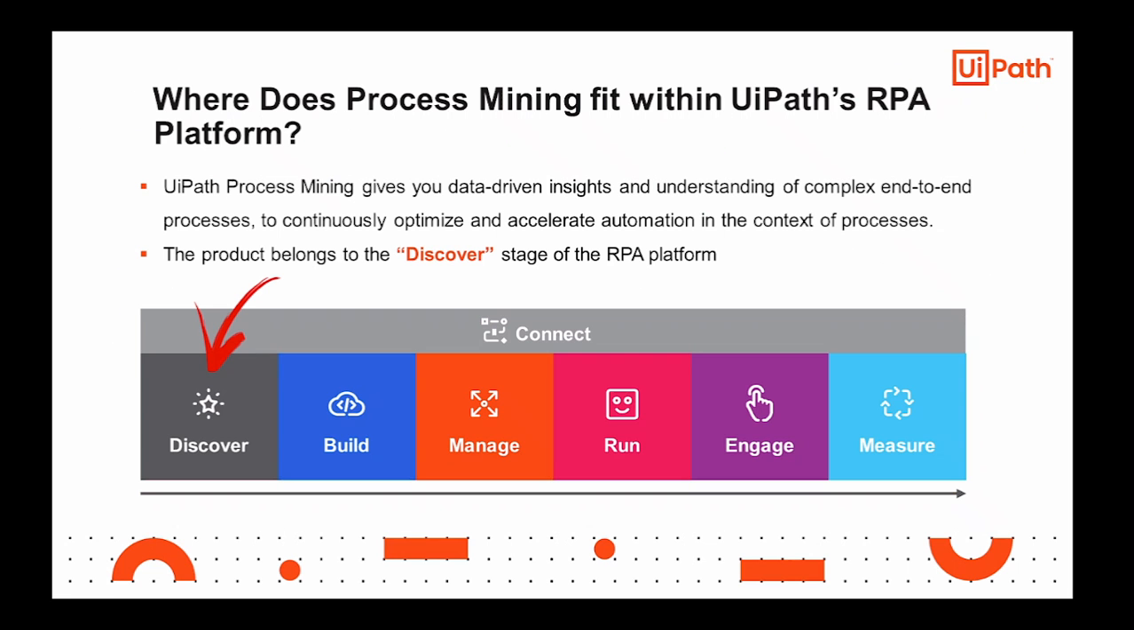Let's begin with showing where process mining fits in the UiPath platform. Process mining is part of the Discover suite of products, giving customers data-driven insights and understanding of complex end-to-end processes, allowing them to continuously optimize and accelerate automations. UiPath is the only RPA vendor with a platform that combines process mining and RPA, and of course, as a process mining vendor, we're the only ones that combines process mining with RPA. This gives us unique advantages in both the RPA and the fast-growing process mining markets.